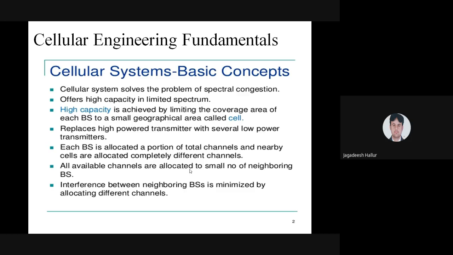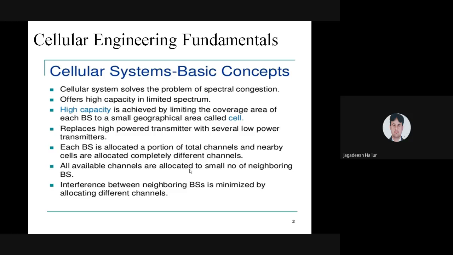You people have already studied this subject in your diploma also. Okay, I will tell you first. Afterwards, you can tell in tomorrow's lecture. A cellular concept or a cell is nothing but what? A large geographical area is divided into smaller cells, that is called a cell.